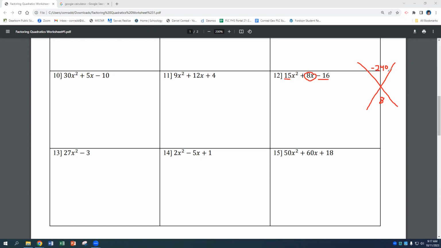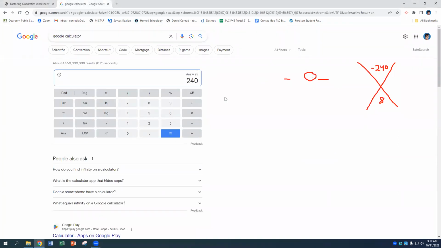240 is a pretty even number. It's going to be divisible by 2, by 5, by 10. It looks like it's probably going to be divisible by 3, and probably by 12. So let's try some possibilities here. Again, it's negative, so you're going to have one positive, one negative, and the difference between them needs to be 8. So let's do 240 divided by 2. That's 120. The difference between 2 and 120 is 118. That's way too big, so we need a much bigger number than 2.